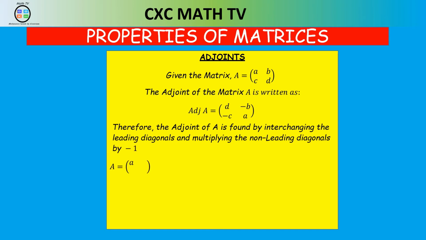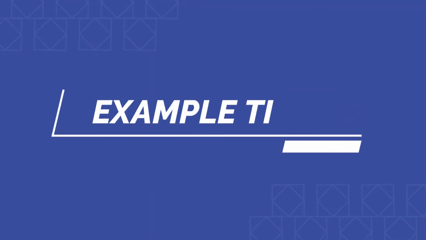Alright, so whenever we have the matrix A is [a, b; c, d], you see that blue arrow, we're going to switch where A is. We're going to put A where D is and D where A is. And then the non-leading, the B and the C, we just multiply it by negative 1. Let's look at some examples. It always gets easier with examples.